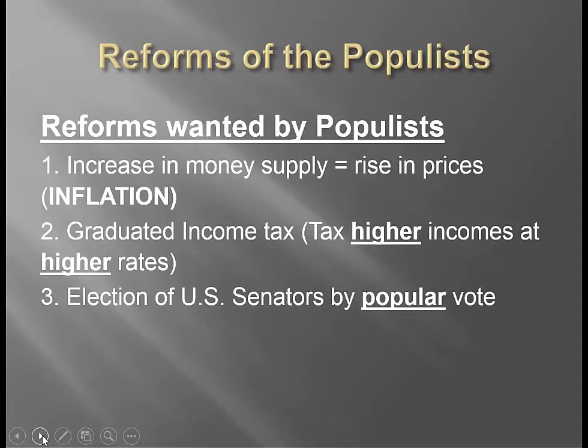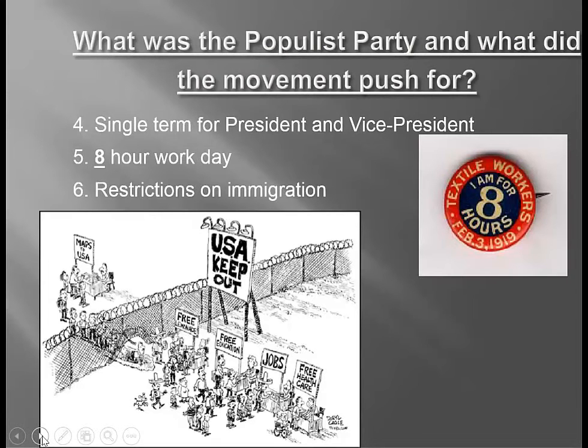They also wanted the election of U.S. senators by popular vote, instead of being elected in back rooms, so to speak, and by caucuses. The Populist Party wanted a single term for the president and vice president. Kind of interesting. We have two terms now. There's always this push that the people in Washington, and even in our state legislatures, are there way too long. So, the same thing back in this time period.